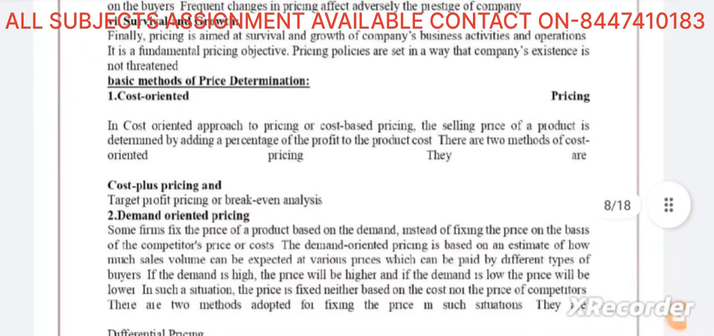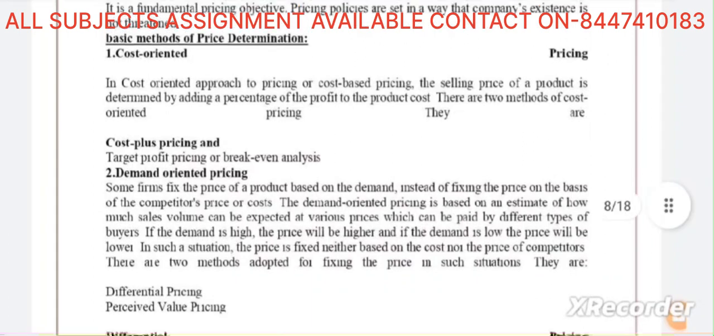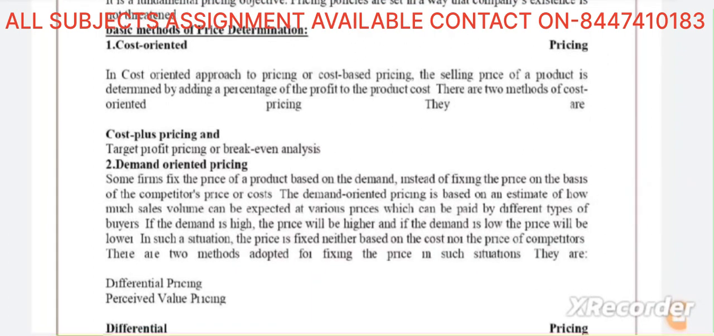Basic methods of price determination include cost-oriented. In the cost-oriented approach to pricing, or cost-based pricing, the selling price of a product is determined by adding a percentage of profit to the market cost. There are two methods of cost-oriented pricing. They are cost plus pricing and target profit pricing or break even analysis.